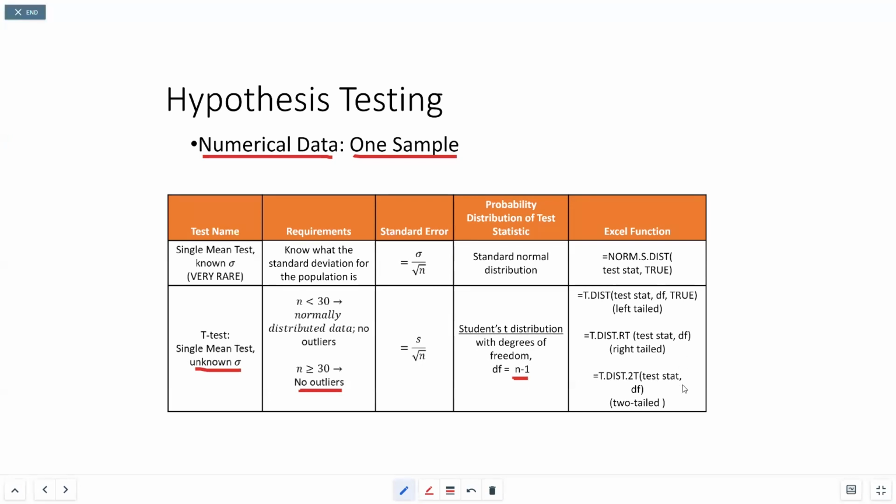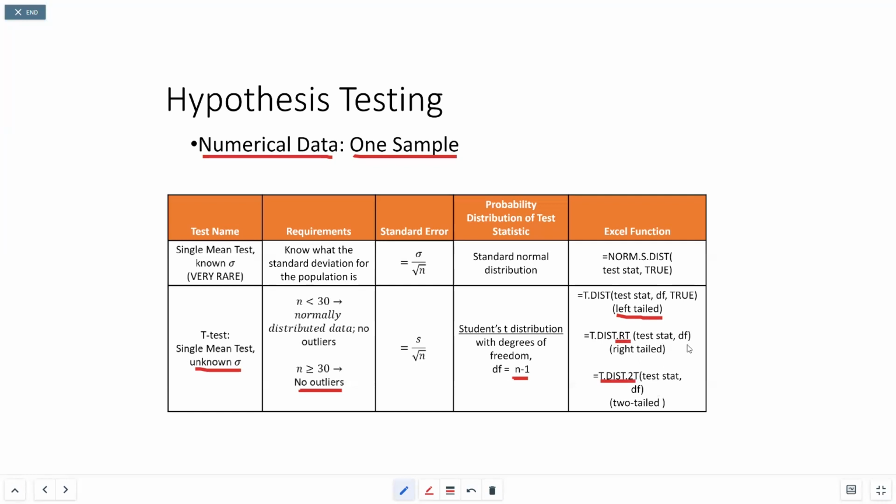If you're in this situation, and I will be showing you some examples in Excel, and they are in videos on Brightspace, we can use built-in hypothesis testing in Excel. We have the t distribution function. So in this, we have the t distribution as a test statistic, the degrees of freedom, true. This is if it's a left-tailed test. We add a dot RT if it's a right-tailed test to give us the p-value. And if it's a two-tailed test, it's the t distribution 2T.